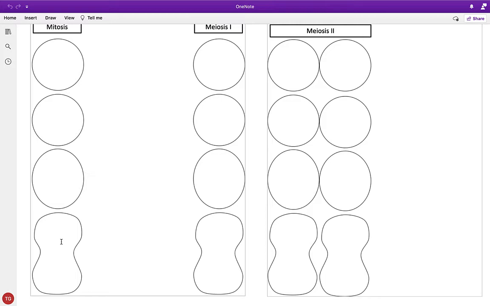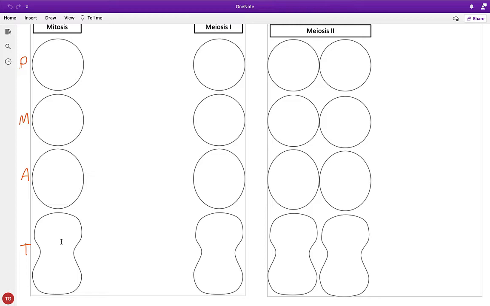Now, we actually have a way to label this as well. Since we have our prophase, metaphase, anaphase, and telophase, we tend to use this acronym PMAT to remember the order that these phases occur in.